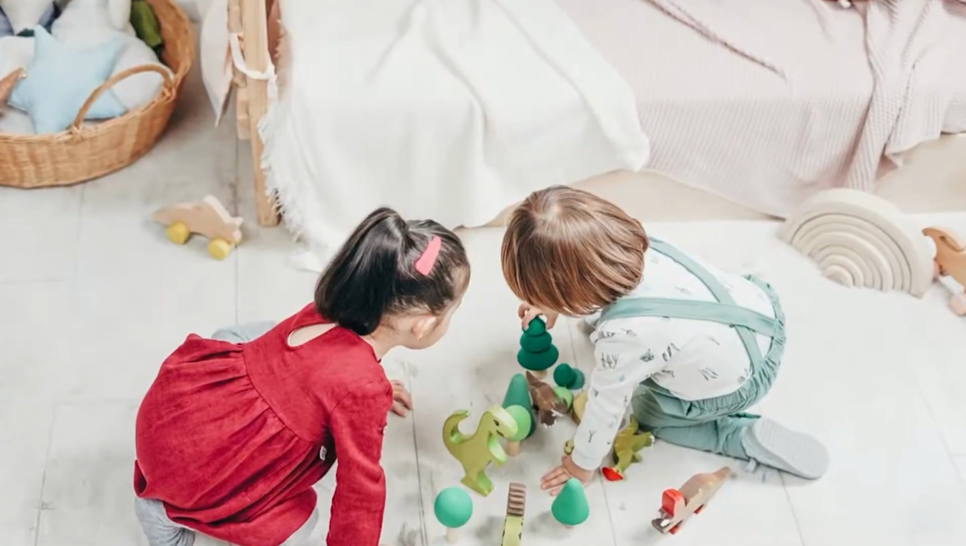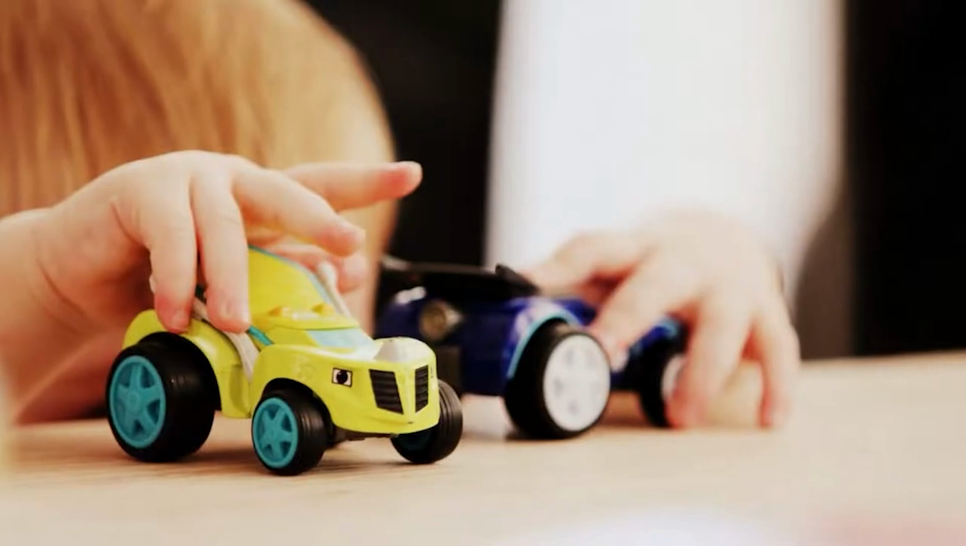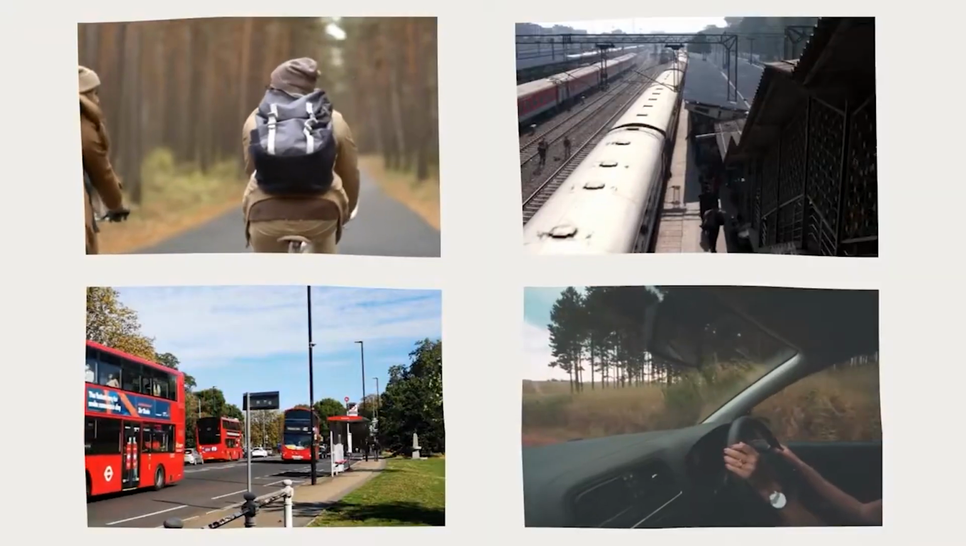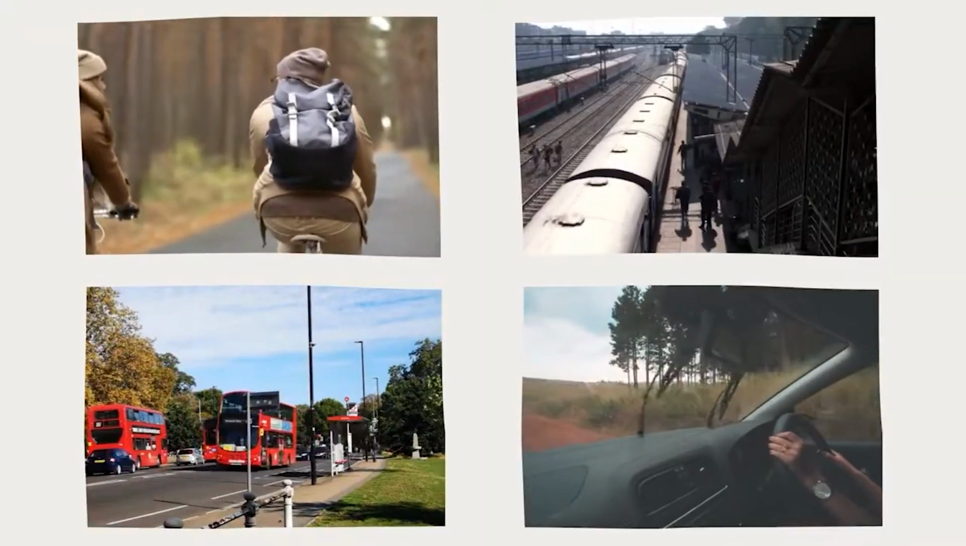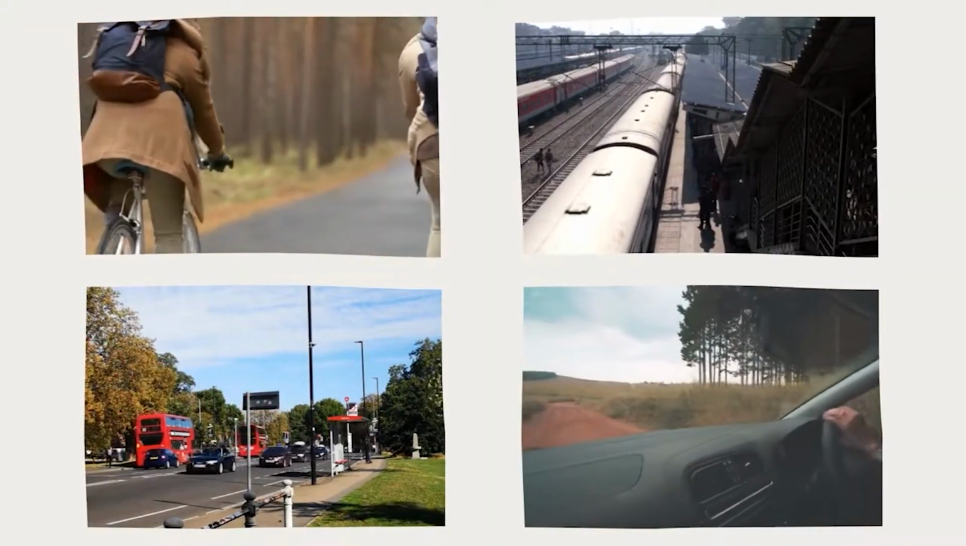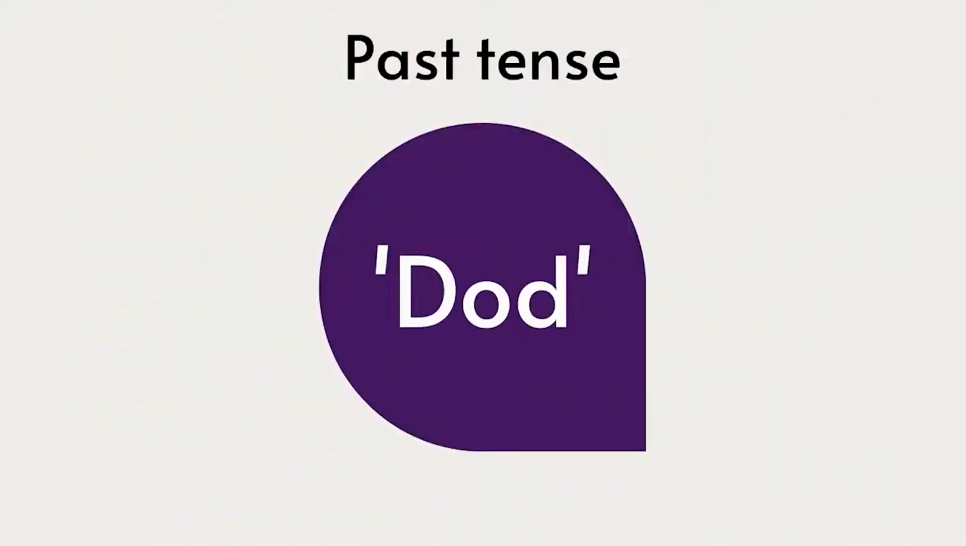Primary school children love playing imaginatively and pretending to use different modes of transport as they play. This unit combines learning about different ways of travelling yn Gymraeg, with a past tense verb dod, meaning to come yn Gymraeg.